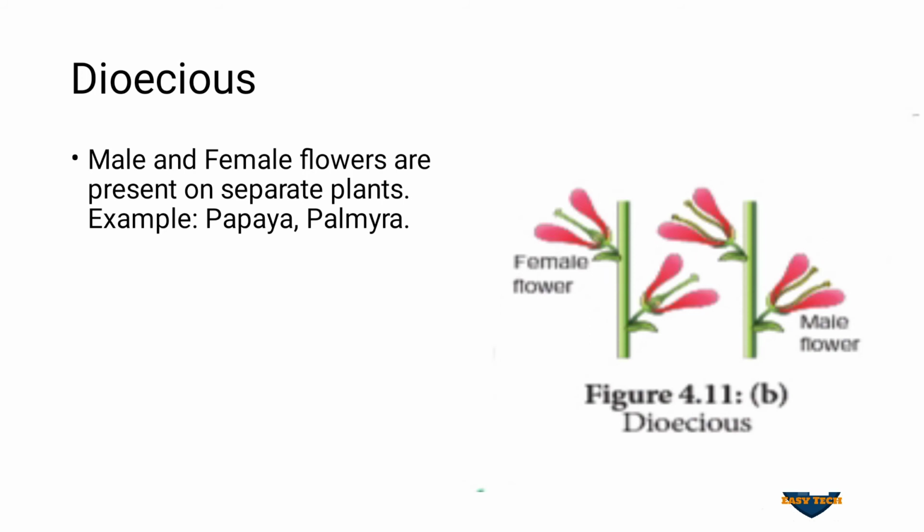Dioecious. The male and female flowers are present on separate plants. Example, papaya, palmyra. You can see the male plant and female plant. The male plant possesses male flowers, and the female flower is seen in the female plant. So you can see that in papaya and palm tree.